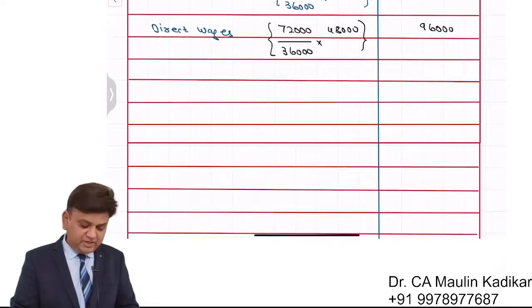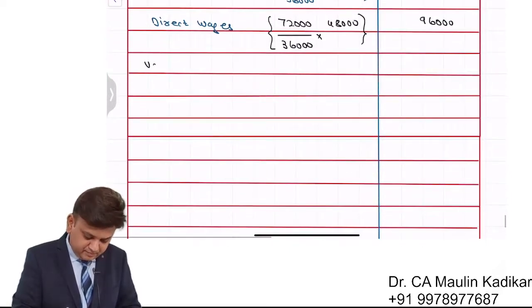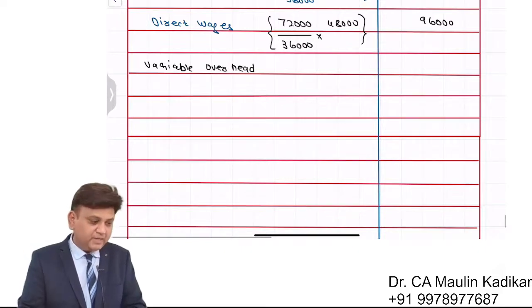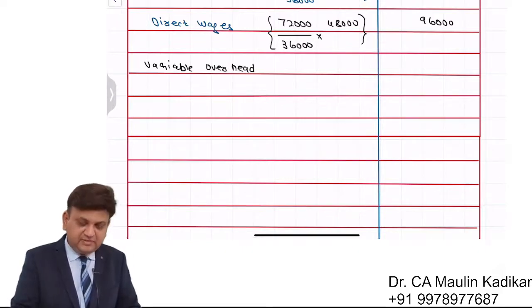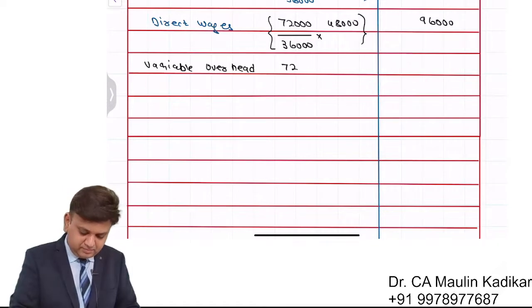Next is variable overhead. It is an amount of rupees again 72,000 divided by 36,000 into 48,000. That comes to 96,000.